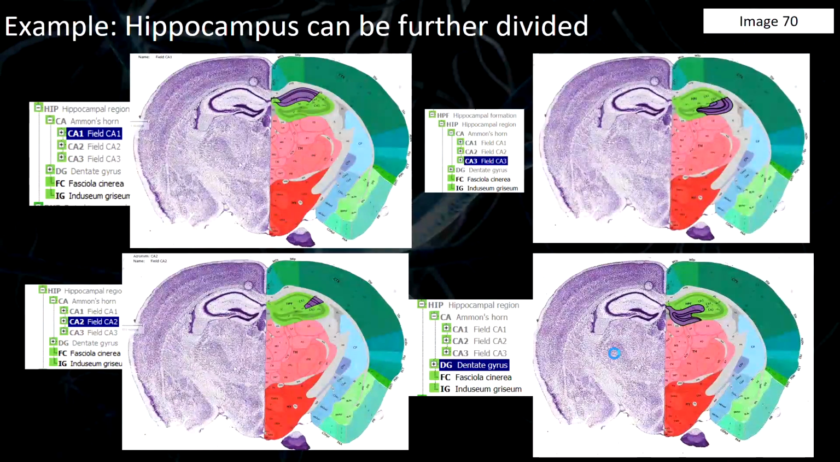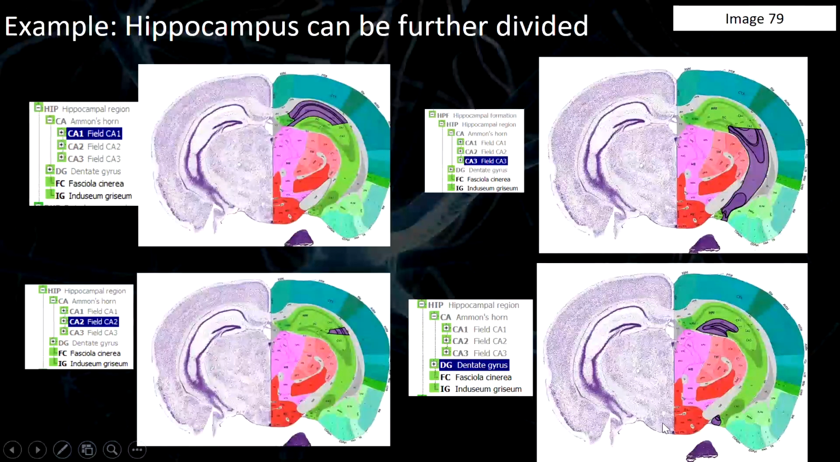All right, let's talk about something crazier. Hippocampus can be further divided into substructures. The hippocampus has 3 CA regions and 1 dentate gyrus region. If you highlight the CA1 field, the brain atlas is going to label CA1 purple for you. That's on image 70. This part is CA1. If you highlight CA2, you see there's a small part of CA2, and that is CA3. If you highlight the dentate gyrus, that's the dentate gyrus here. And that's what happens in image 79. Same thing, CA1 here, CA2 is here, CA3 is here, and then the dentate gyrus.